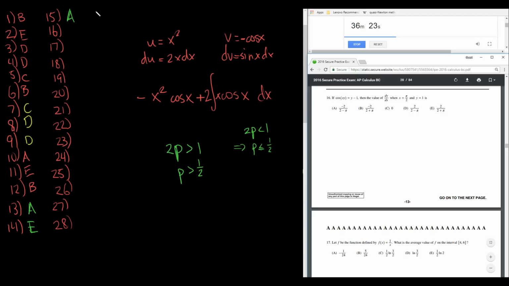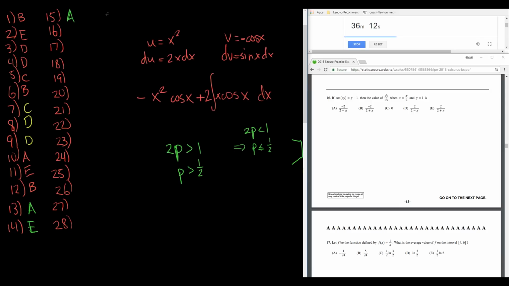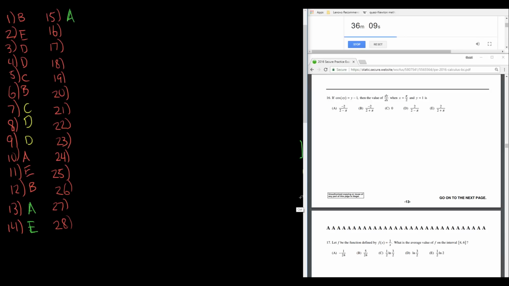Whoa. Oh boy. Let's delete this. Well, on the real test, you won't have to be deleting your work every so often, so it will go a little bit smoother.